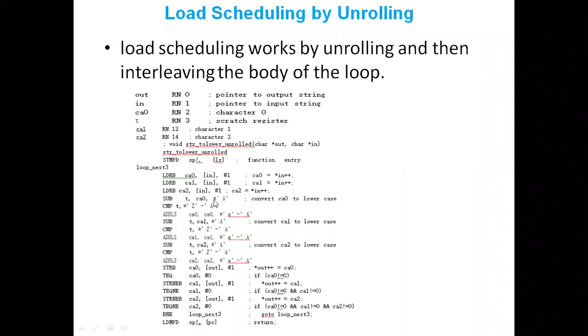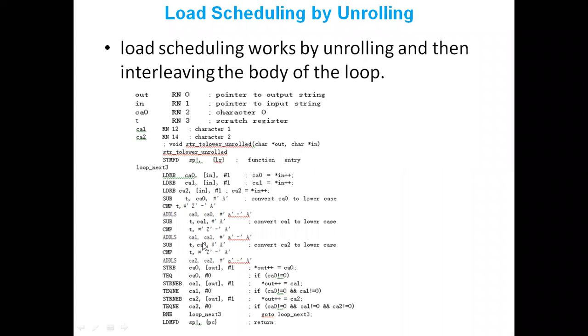Look at this one. Subtract t comma CA0 hash of a. We are just subtracting a from the character, and whatever you have, is it less than z or not? If less than z, I am storing it into CA0. And similarly, you look at the second instruction, right? By this time CA1 is available for processing, right? The character 1 will be converted into lowercase letter.